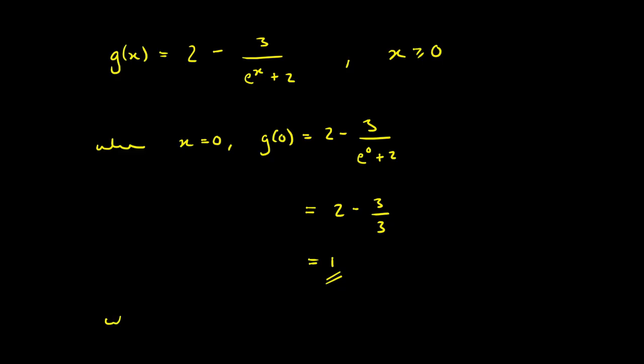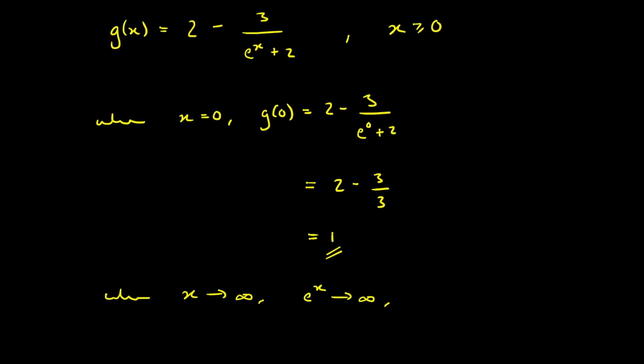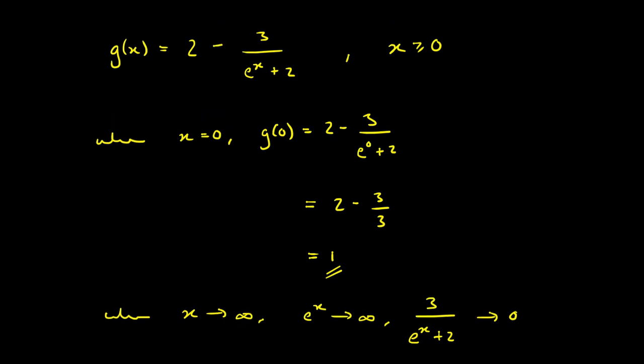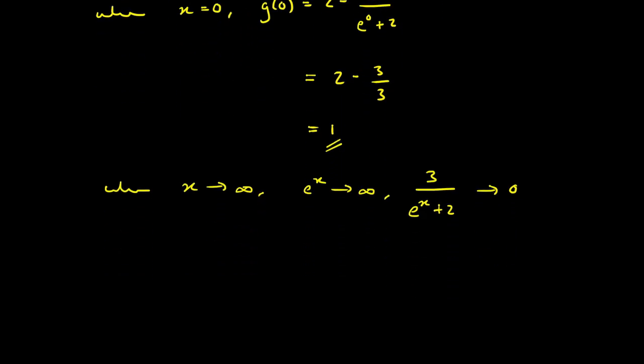What about when x tends to infinity? As x gets really big? Well, as that happens, e to the x is going to get really, really big, which also means that e to the x plus 2 is going to get really big. And so 3 over e to the x plus 2 is going to get really small. It's going to become almost 0. So what we're going to be left with is g is going to be 2 minus a really, really small number. So in other words, g is going to tend towards 2.